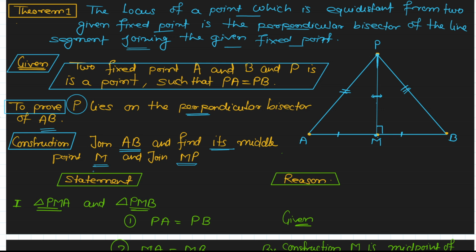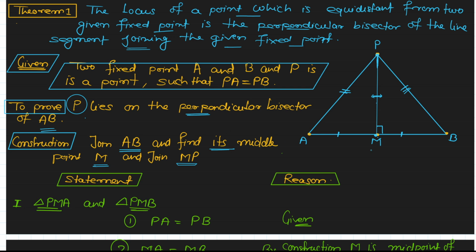Now we need to prove here that P lies on the perpendicular bisector of AB. P is the point which is equidistant from both points A and B, and that P will lie on the perpendicular bisector of AB. Perpendicular bisector of AB means we join AB and find its middle point. We found it. So here this M is the midpoint.